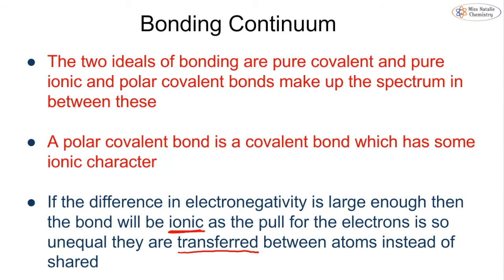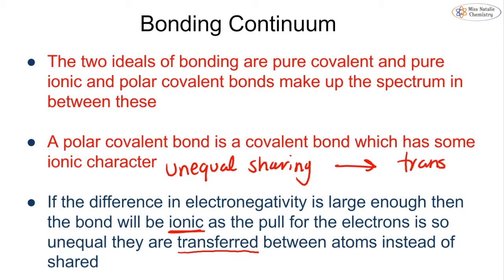So a polar covalent bond is still a covalent bond, but it has some what we call ionic character. And it is because we start to have this unequal sharing of electrons and eventually leading to electron transfer.